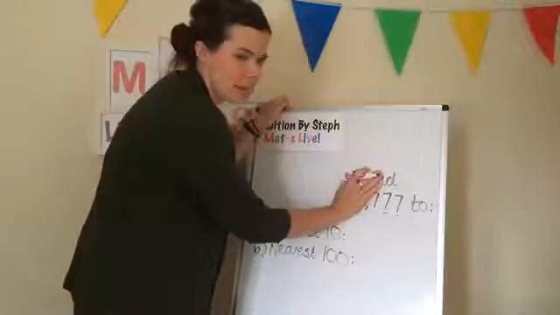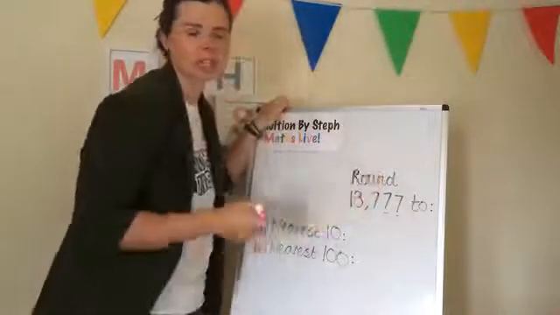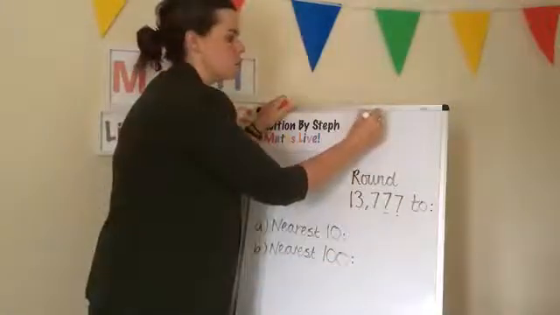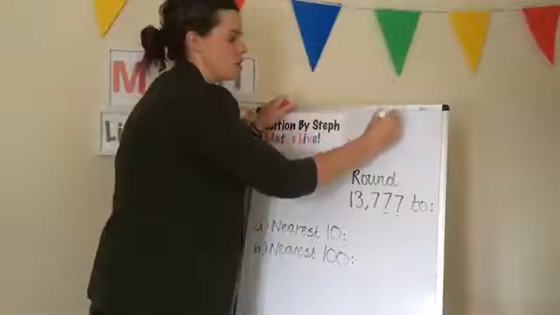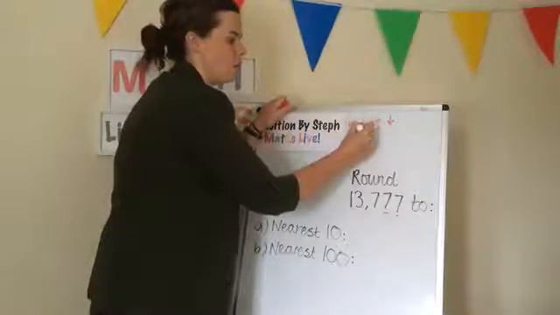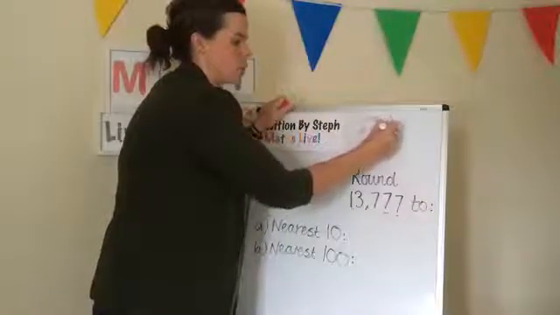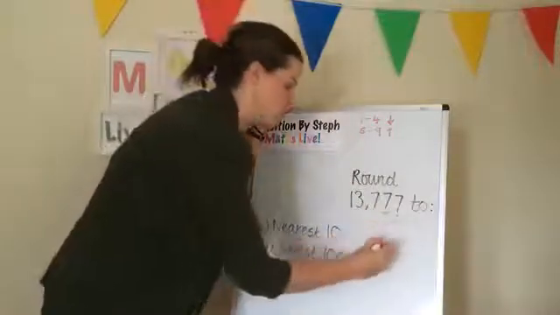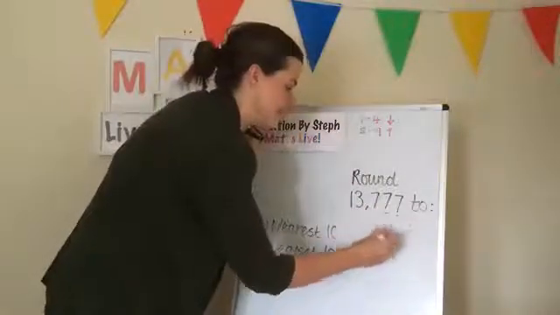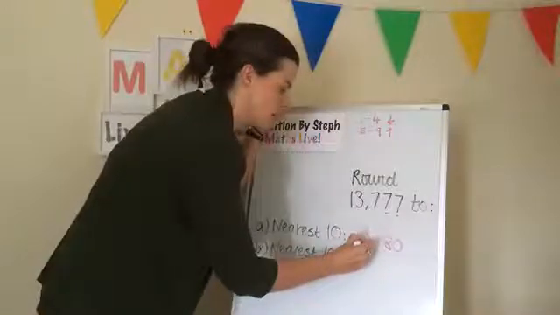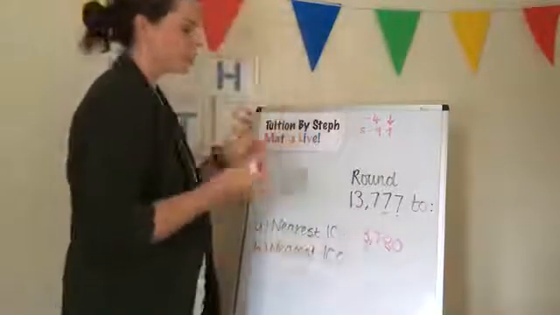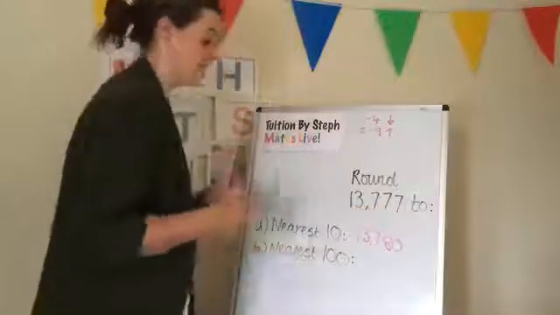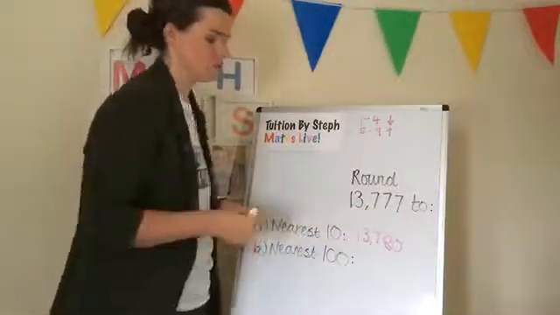Is it in the tens that it's currently in, which is the 70s, or does it go up to the 80s? Now 7, remember, if it's between 1 and 4, we round down or we stick, or if it's 5 to 9, we round up. Now with the 7, that means we need to round up, so it doesn't become 77, it's 80, and then we put the rest of the number back in front of it. So 13,777 to the nearest 10 is 13,780.